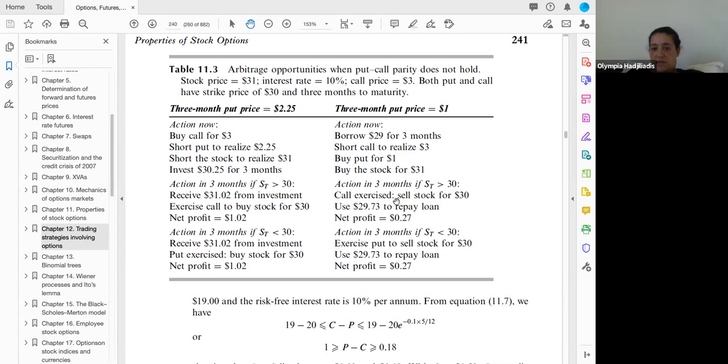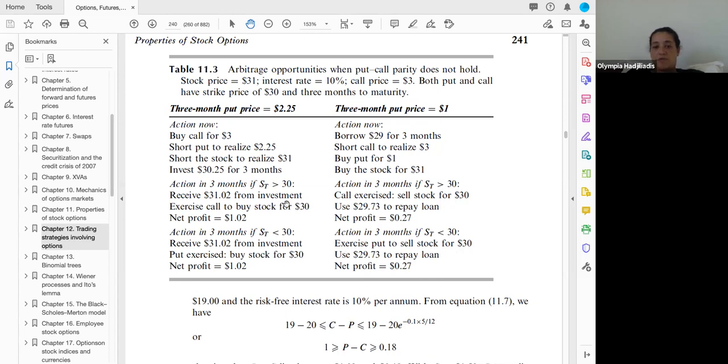Then the action in 3 months: if ST is greater than 30, the call is exercised, so you sell the stock for $30 and use $29.73 to repay your loan. Your net profit is 27 cents. If ST is less than 30, you exercise the put to sell the stock for $30, use $29.73 to repay the loan, and you again have pocketed 27 cents.